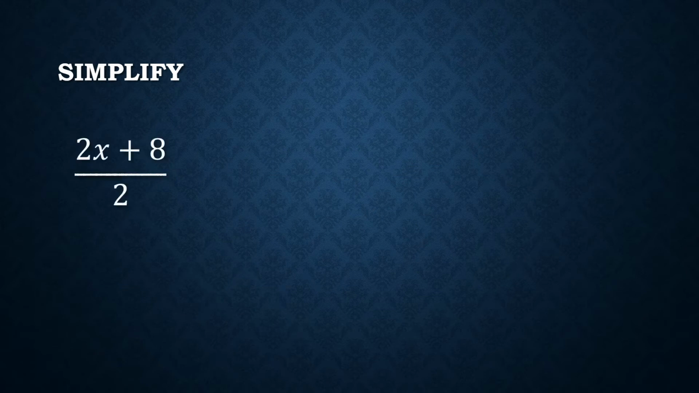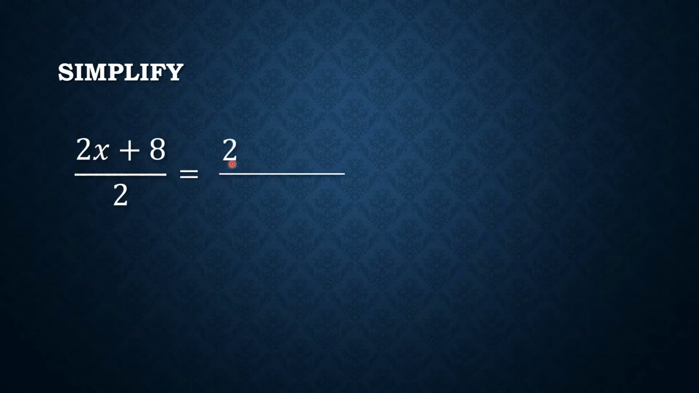Another example, so let's simplify 2x plus 8 all over 2. At first, hindi natin pwede gamitin yung ginawa kanina because ito ay binomial. So what we're going to do is to think of a GCF first. Kung meron ba siyang greatest common factor. Si 2x saka si 8. And that gives you 2, as the GCF of these two terms.